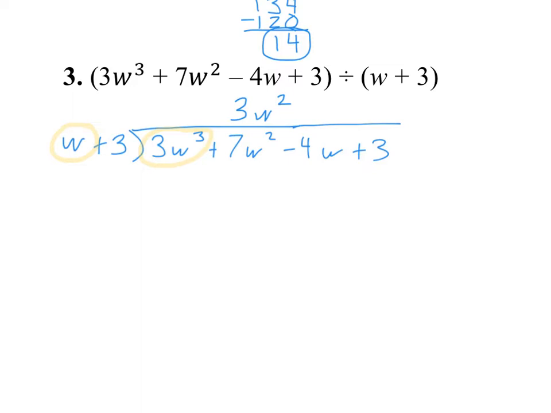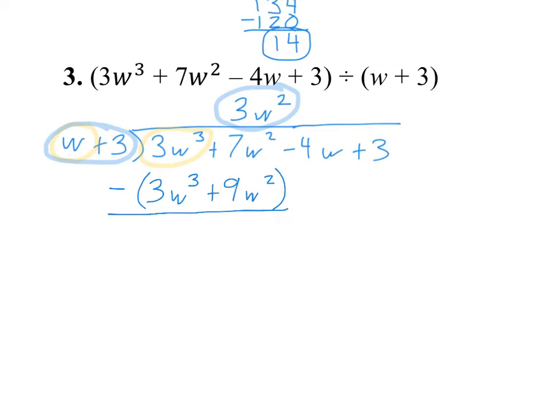All right, after you divide, you multiply. So now we're going to multiply what we just wrote on top with the entire denominator. So if I multiply that, I get 3w cubed plus 9w squared. Okay, now I subtract both of these.